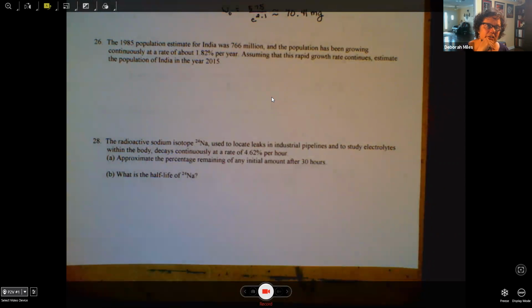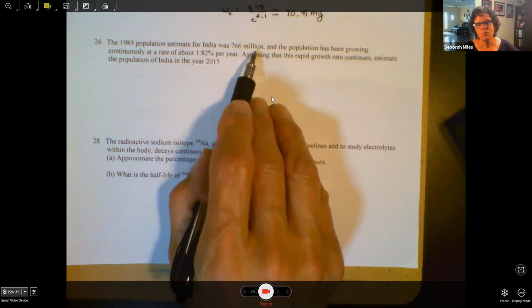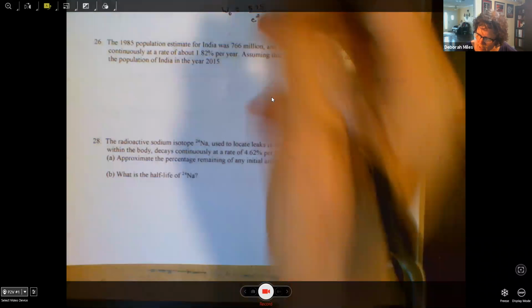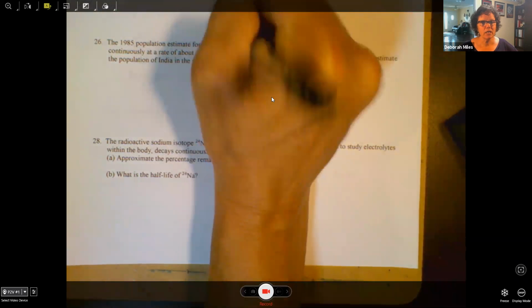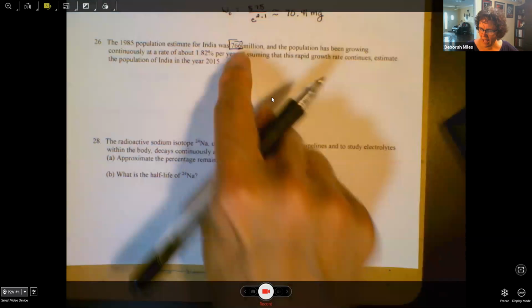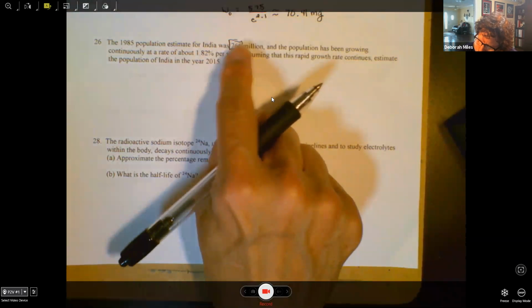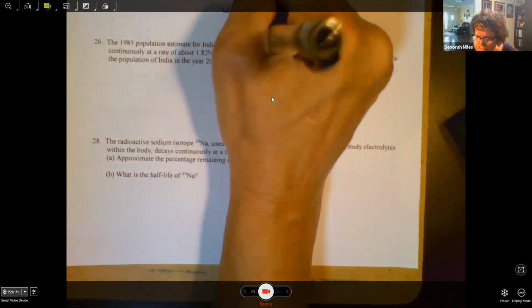So number 26 says the 1985 population estimate for India was 766 million people. Now, we can just use the 766 without the word million or without adding all the zeros, as long as we remember to put the word million or all those zeros in our answer. I'm just going to say the original population, or the population in 1985, was 766, and keep up with the word million.